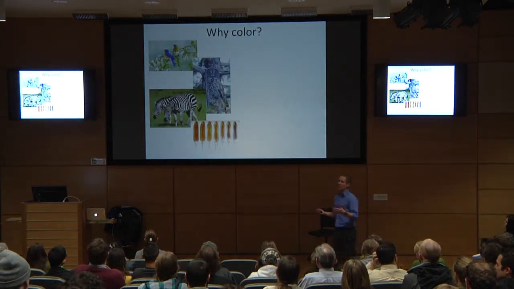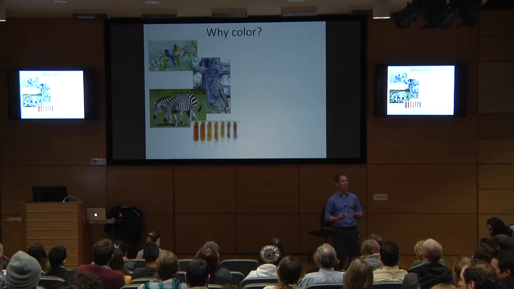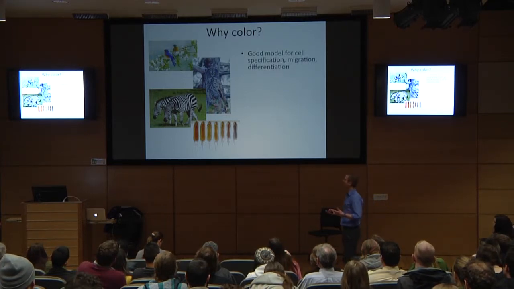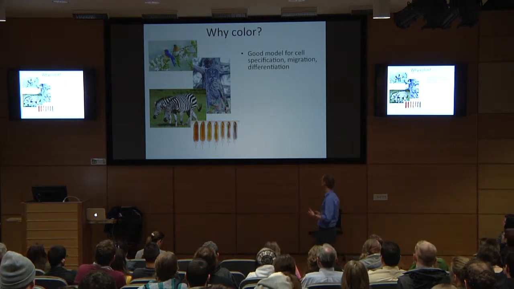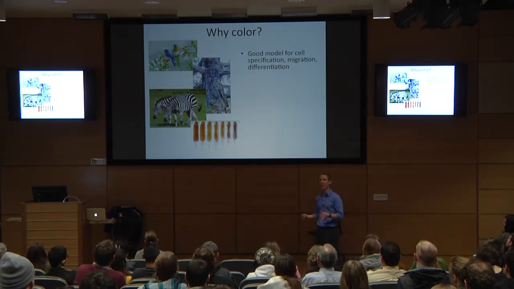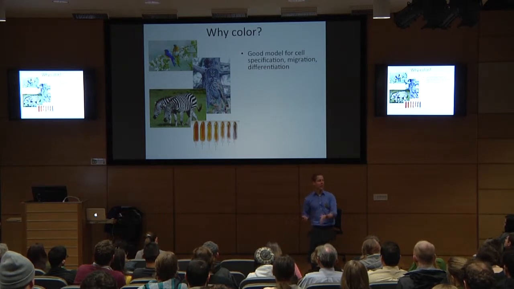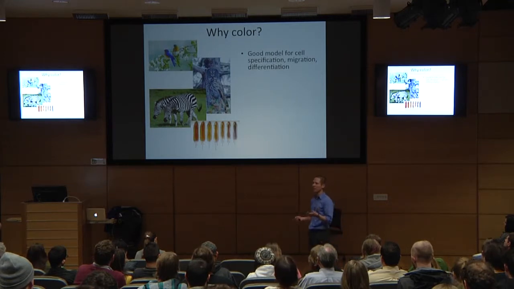So I've spent some time introducing our organism. Let's talk a little bit more about why we chose to investigate color within this organism. One of the reasons why I think color is a really interesting characteristic is that it provides a good model for different processes during development. How are pigment-producing cells specified? How do they migrate to their final location in the embryo? How do they differentiate and produce the type of pigment that they end up producing?